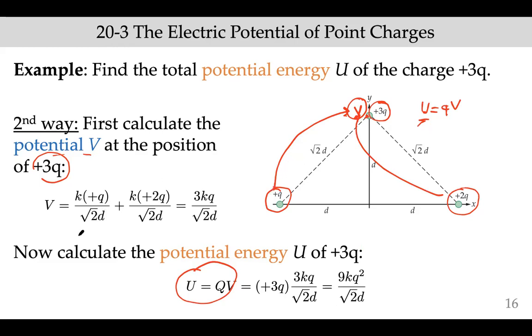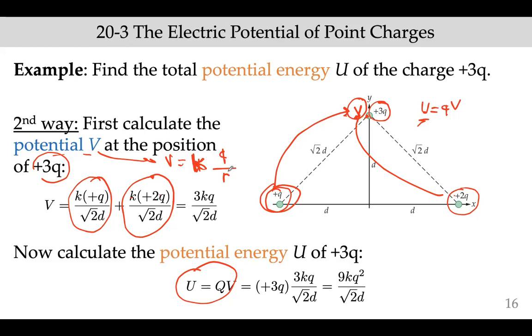So first we find the potential. So this plus q creates potential at a distance square root 2d at this point, this much. And the second one creates again potential this much. So we are using the formula V equals k q divided by r.